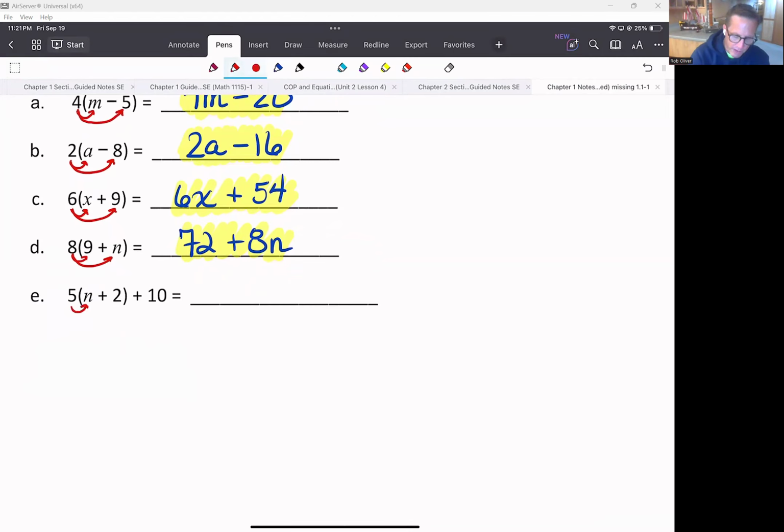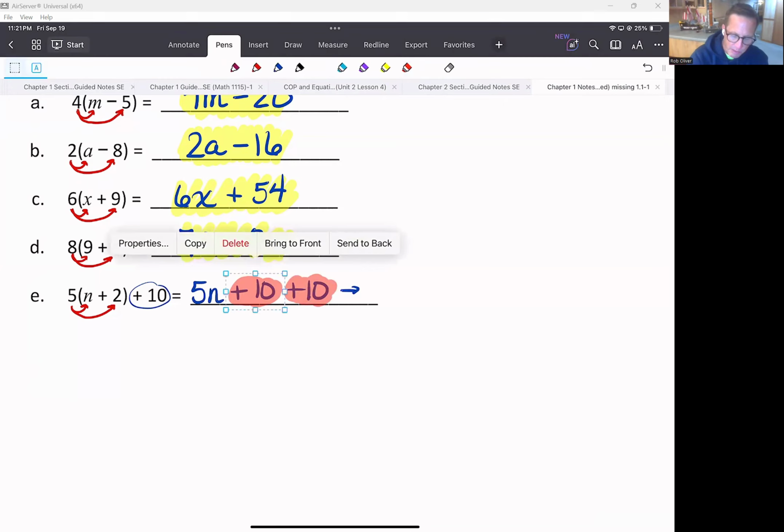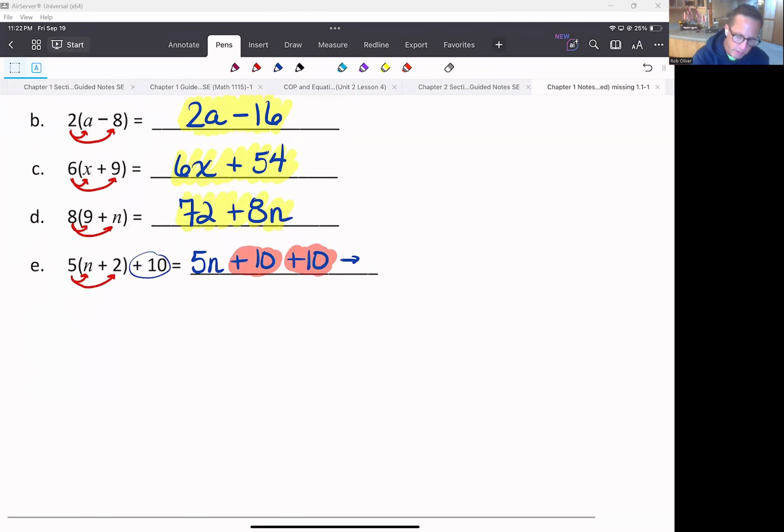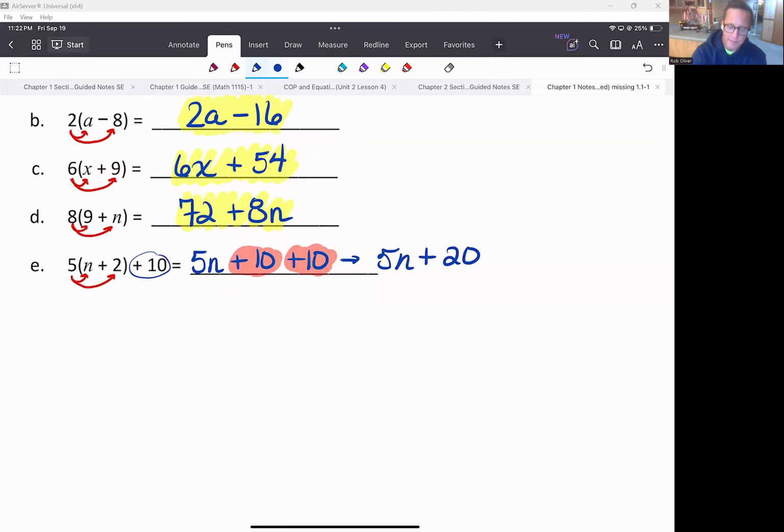All right, this one we're going to do 5 times n and then 5 times 2. So 5 times n is 5n. 5 times 2 is 10. And then there's a 10 hanging out here. Now I should simplify this even more, because those are like terms, right? 10 plus 10 makes 20. And I'll write it right here. So you got 5n plus 20. And that's it. That does not make 25n or 25 anything. It's just 5n plus 20.